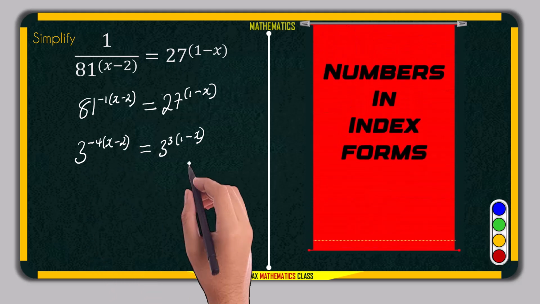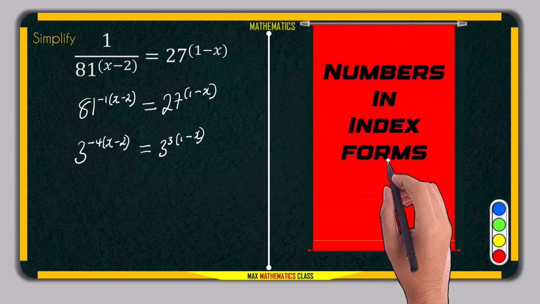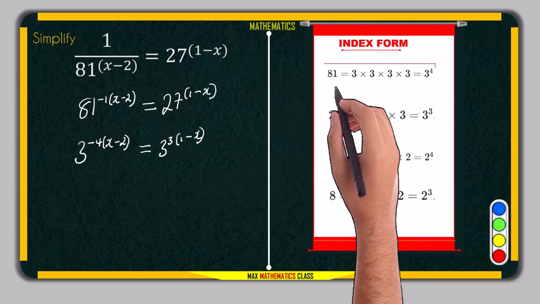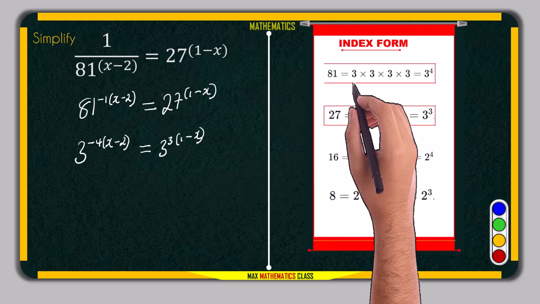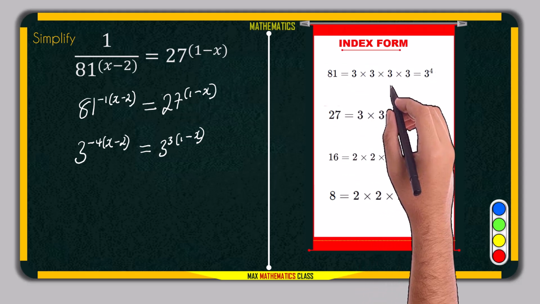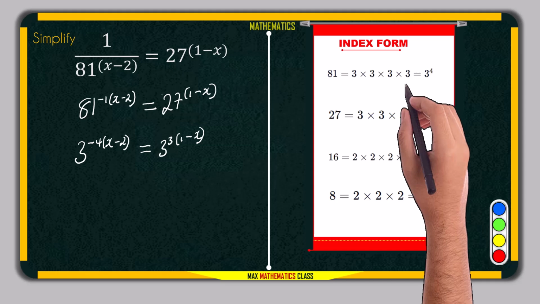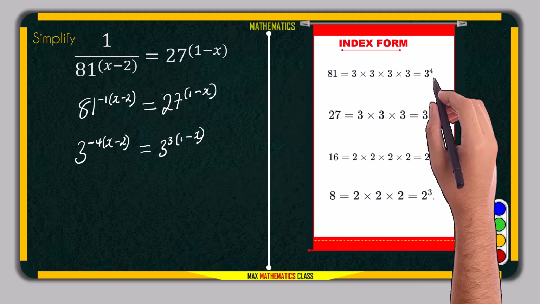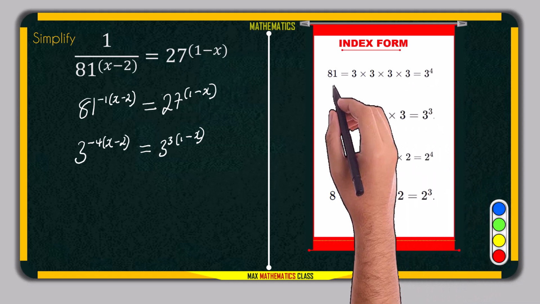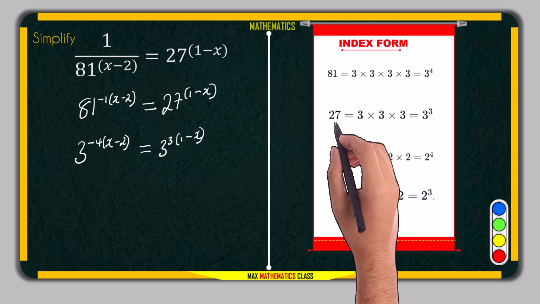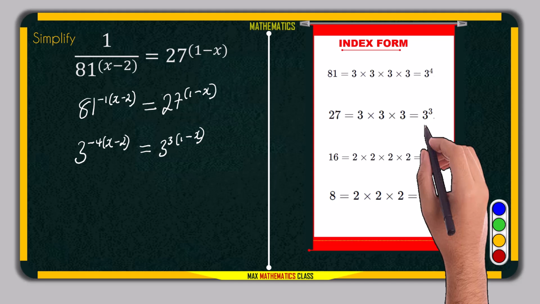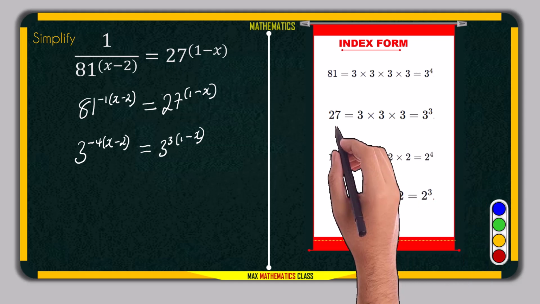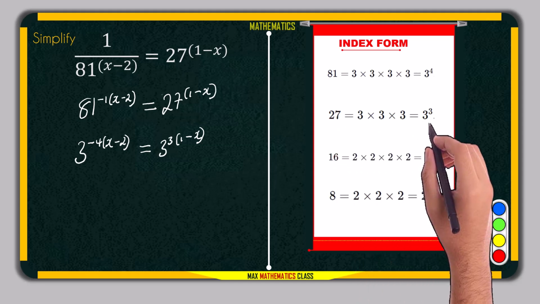Now if you check the number in index form chart, we have 81 to be equal to 3 times 3 times 3 times 3. That is 4 places. We now have 3 raised to the power of 4. Now this 3 raised to the power of 4 is the index form of 81. Likewise, 27 will be 3 times 3 times 3, and that is 3 raised to the power of 3. So the index form of 27 is 3 raised to the power of 3.